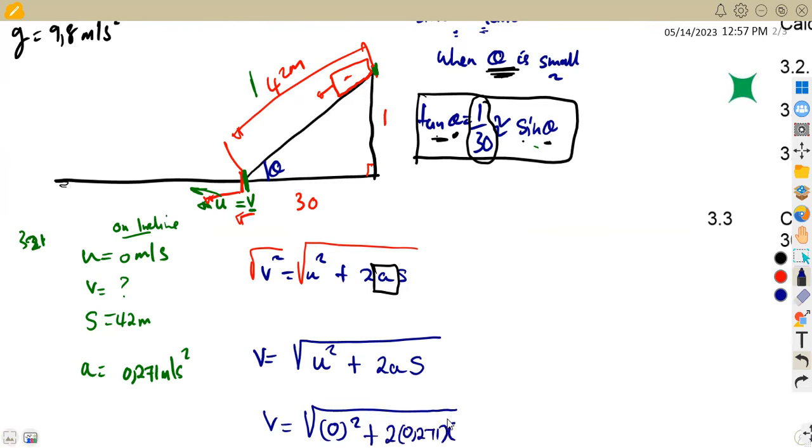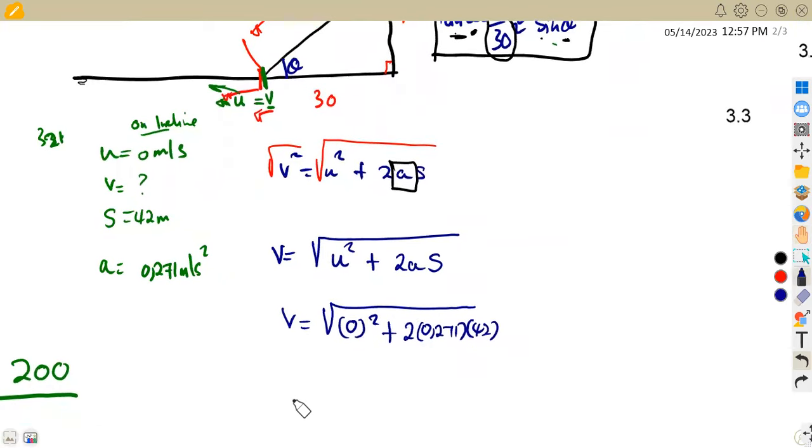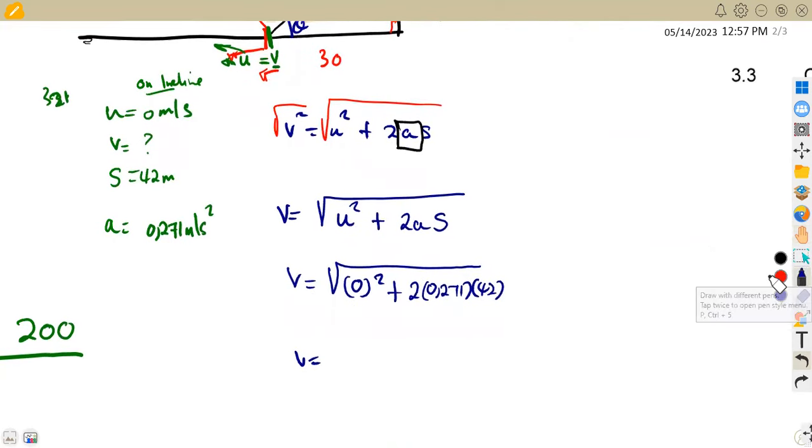0.271 times the displacement, I mean the distance that you're given of 42. So this is 42 meters. We are dealing with the incline part that you're given. So this is going to give us the velocity, which is our final velocity, that's v, or you can write as vf. All right, so the velocity is going to be 4.771 in meters per second.